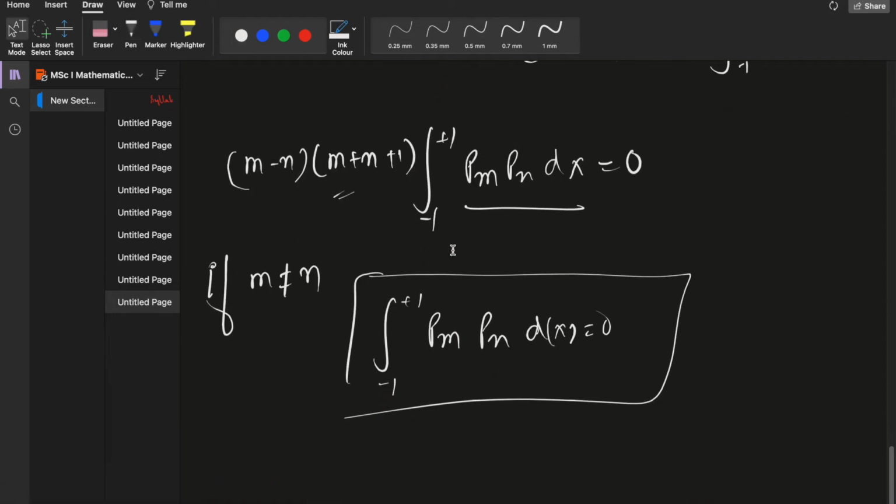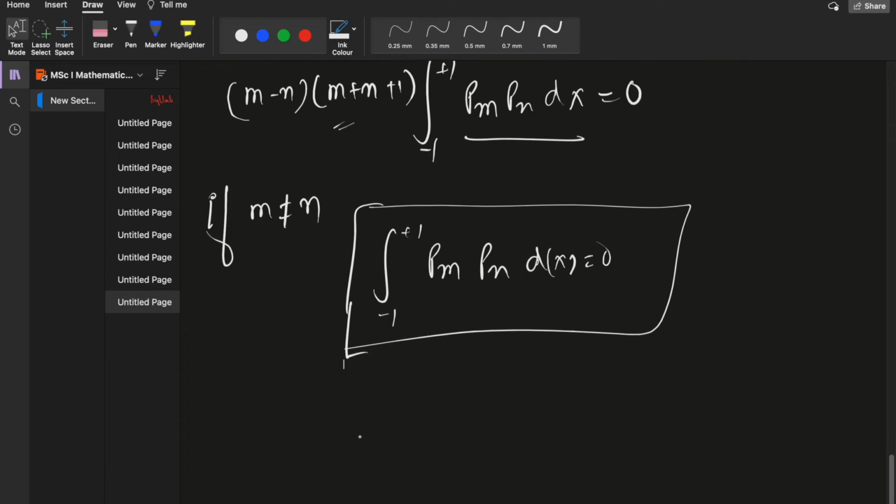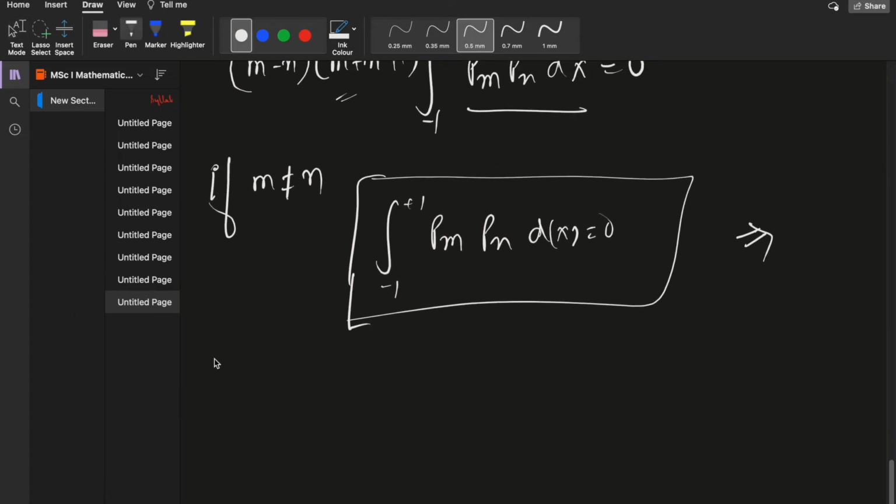All right. For proving the second one, when m is equal to n, we can't find it here, so we will do another derivation just to prove it when m is equal to n. So this is the first orthogonal property which has been derived. All right, the second condition is when m is equal to n.